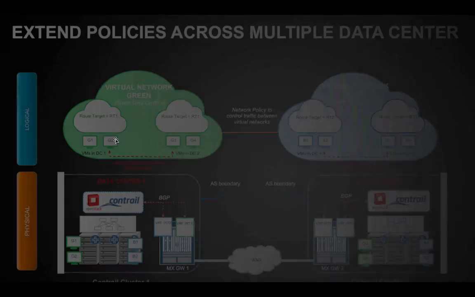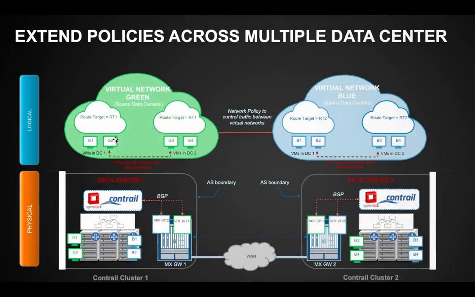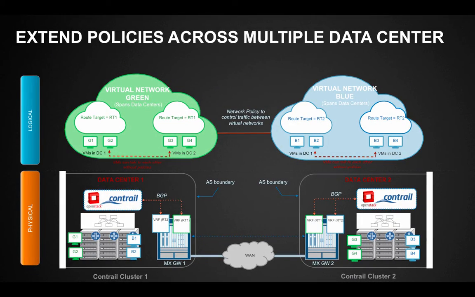The second use case we are going to show here is to extend policies between two virtual networks, each spanning two different data centers. Here we have a two-tier application with web tier and database tier running in two different virtual networks in the two Contrail clusters respectively.